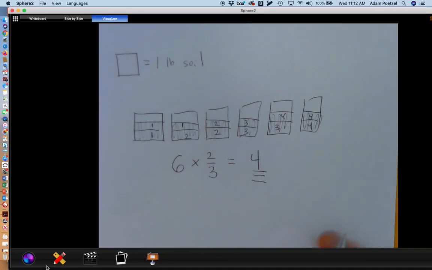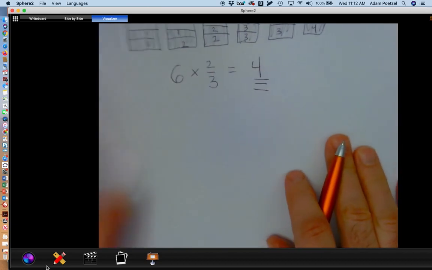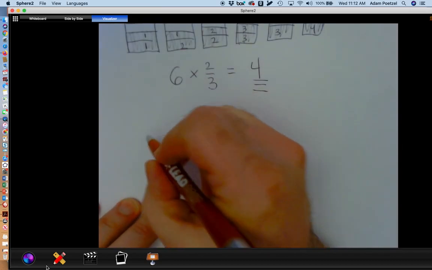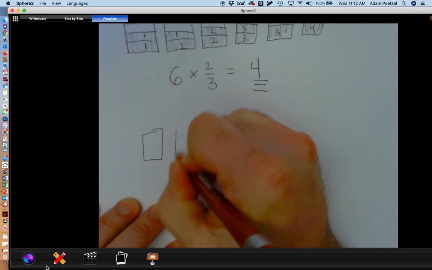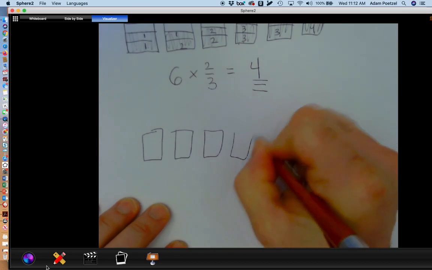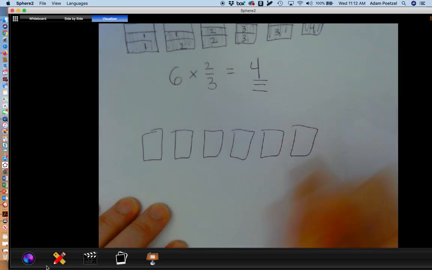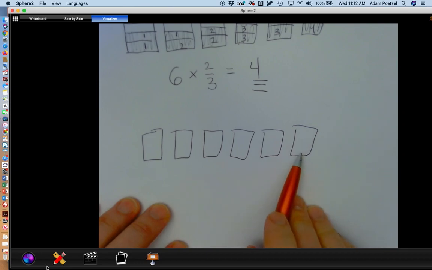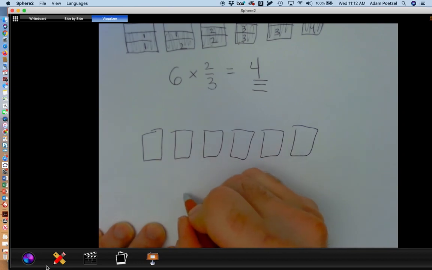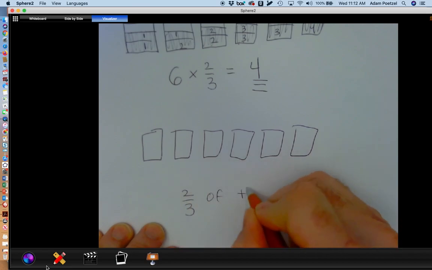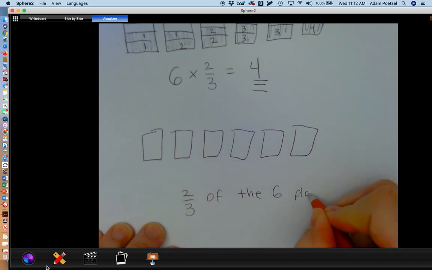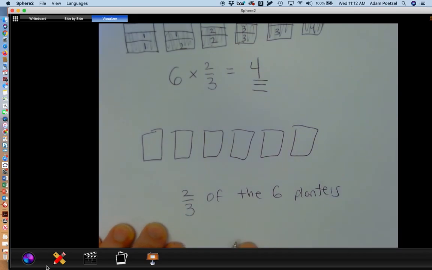So there was our last problem. Let's change it here. This time she had 6 planters. All right, I'm going to draw out 6 planters. And the goal is that she planted tomatoes in 2/3 of them. So really what we're looking for is 2/3 of the 6 planters.